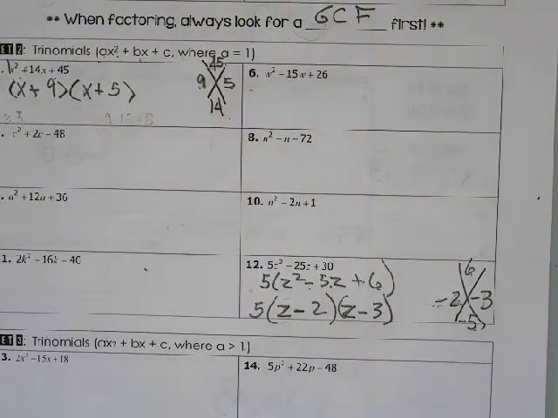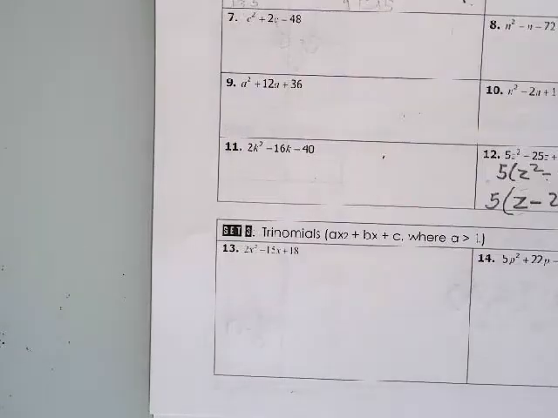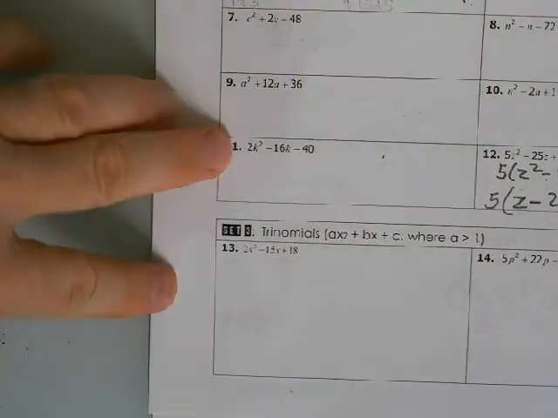So let's skip ahead. Trinomials where a is not equal to 1. Where a is not equal to 1. This is where the x box process makes a little more sense.